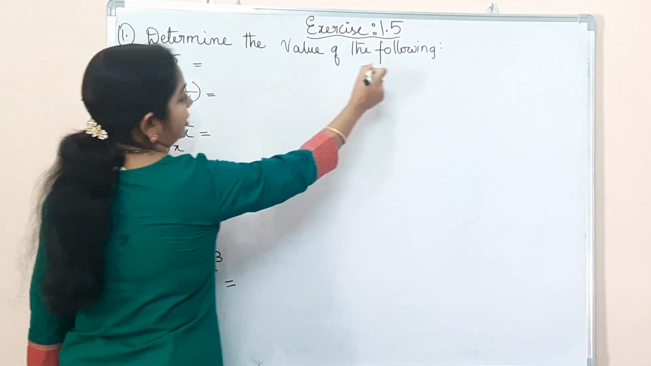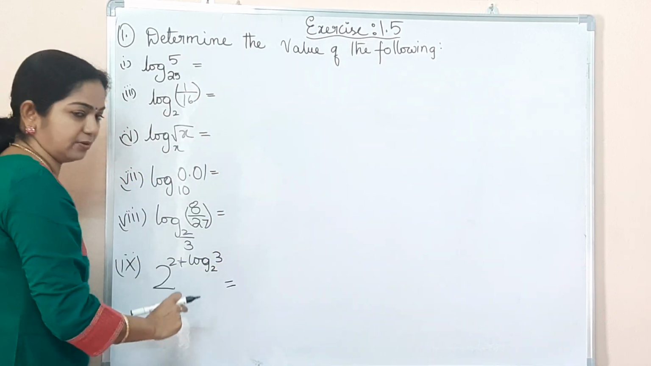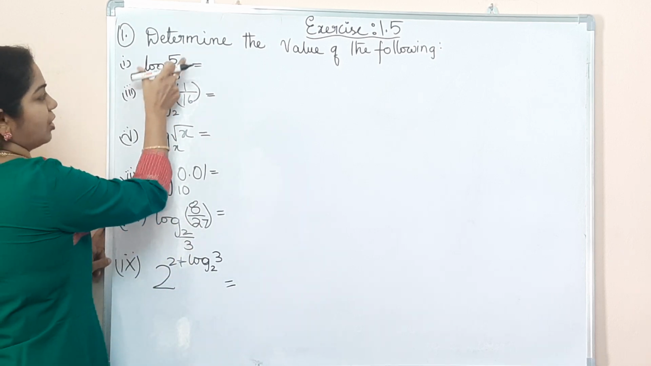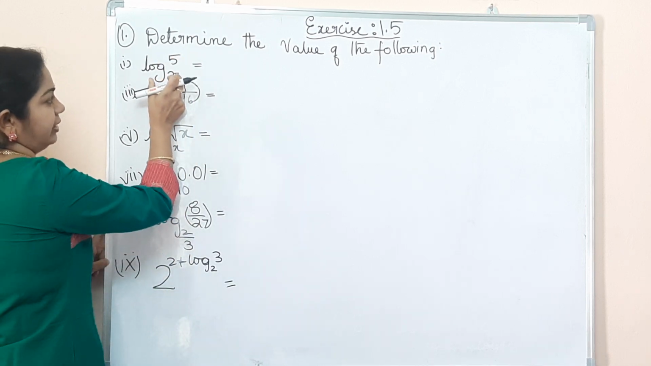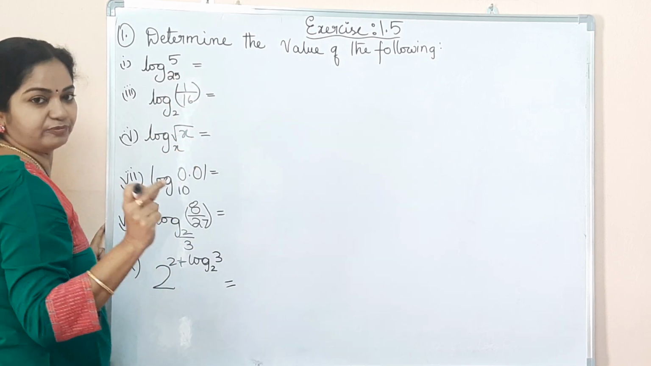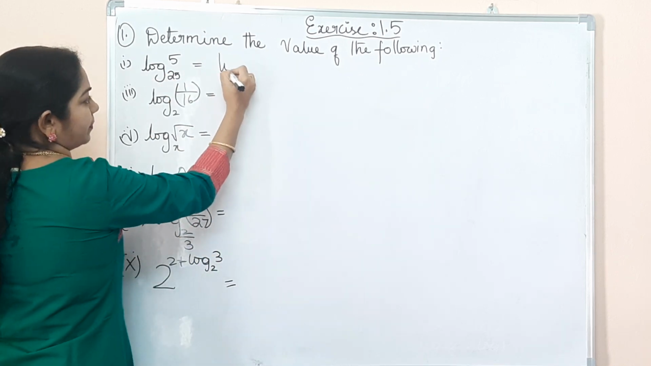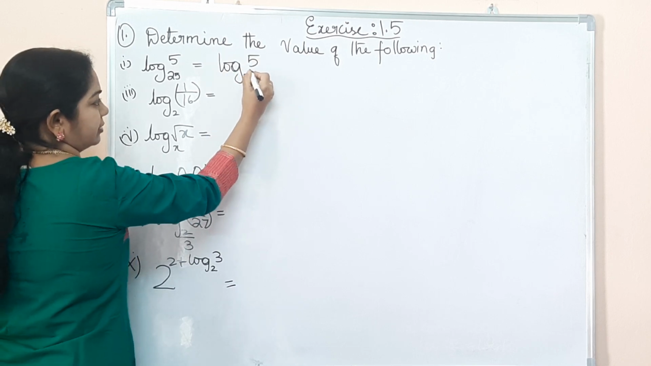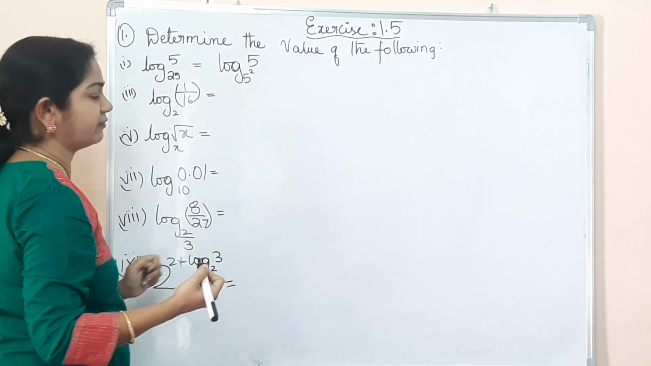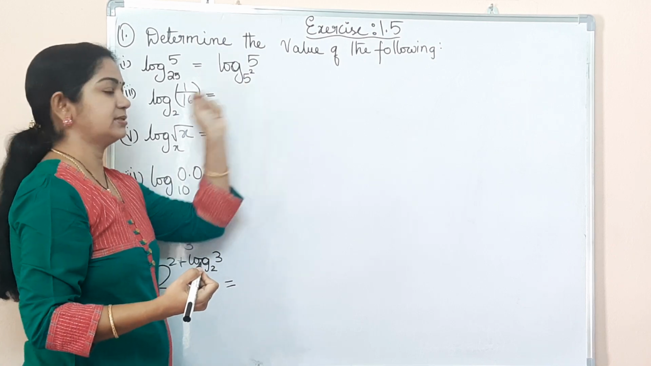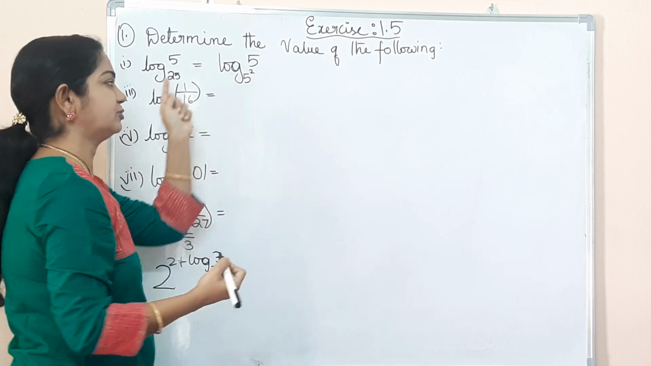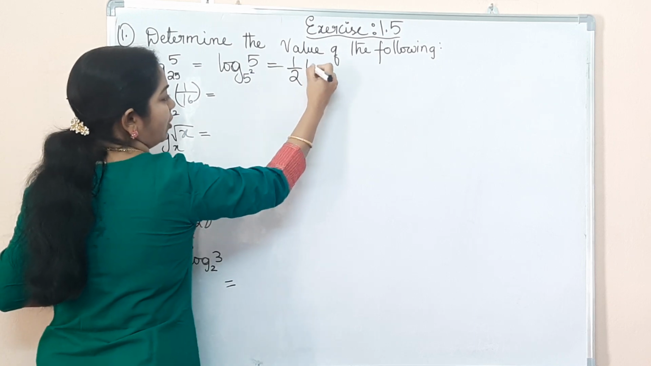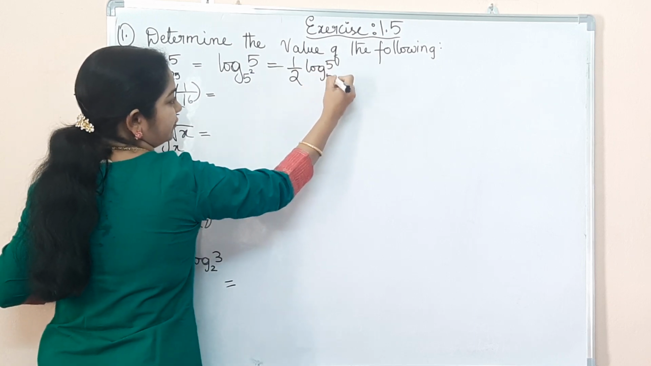Determine the value of the following. I have noted down all the problems here. Now, let's solve. The first one is log 5 to the base 25. Here, we will be applying the rule of power. 25 can be written as 5 square. In the rule of power, if in the base there is an exponent, that exponent will come to the denominator. That means 1 by 2 log 5 base 5.